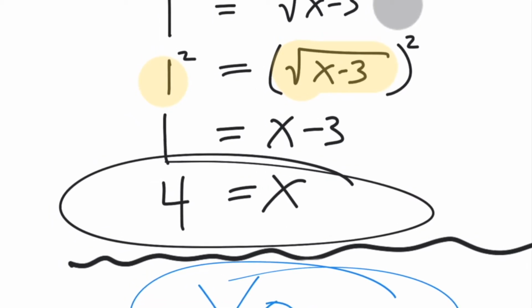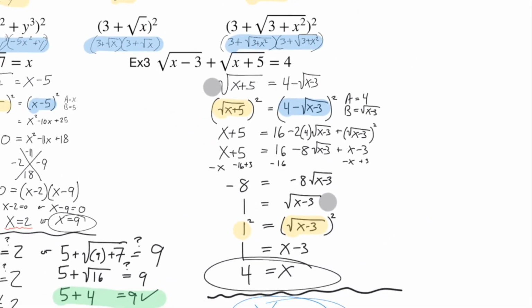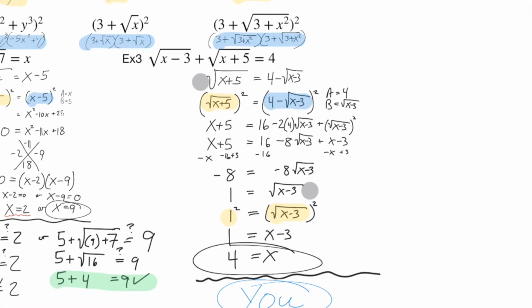Here's the big question. Is x equal 4 actually a valid solution? I don't know. I want you to find out. I want you to take x equals 4 and plug it into this original and tell me whether or not there are any solutions at all. Maybe this is an extraneous solution and maybe it isn't. But I want you to find out.